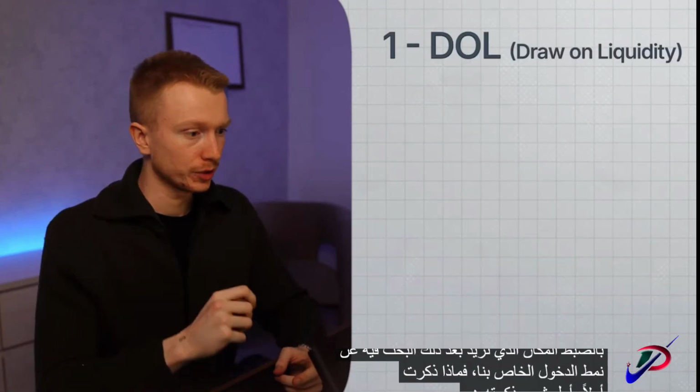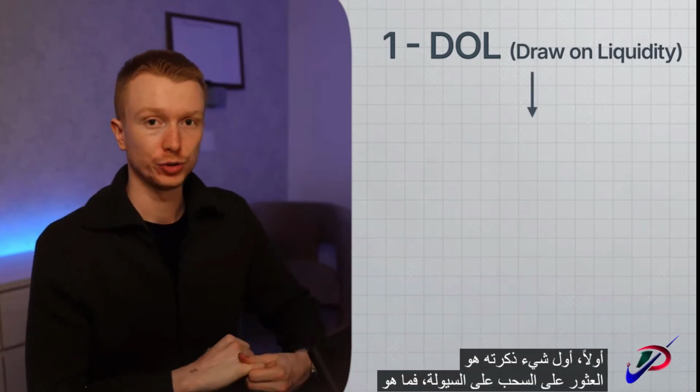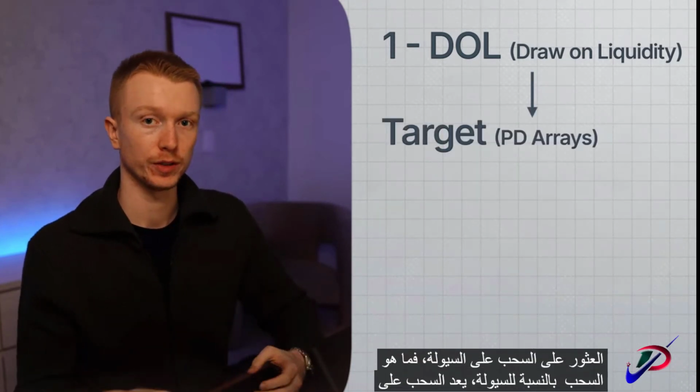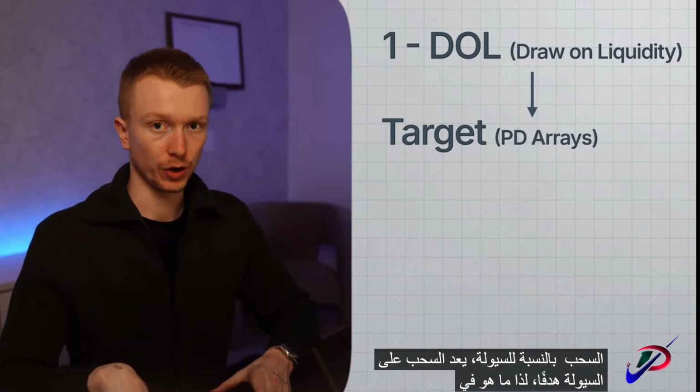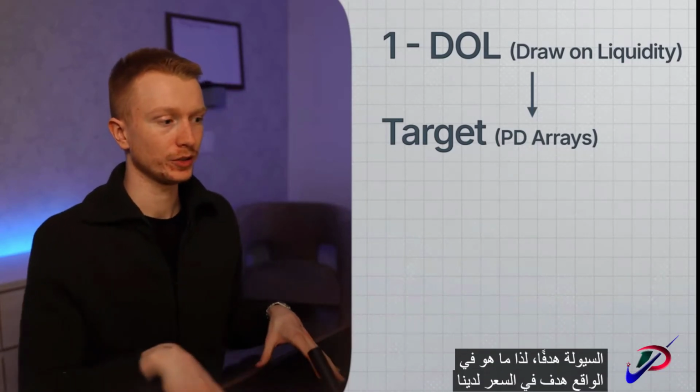So what did I mention first? The first thing I mentioned was finding the draw on liquidity. So what is the draw on liquidity? The draw on liquidity is a target. So what then actually is a target?